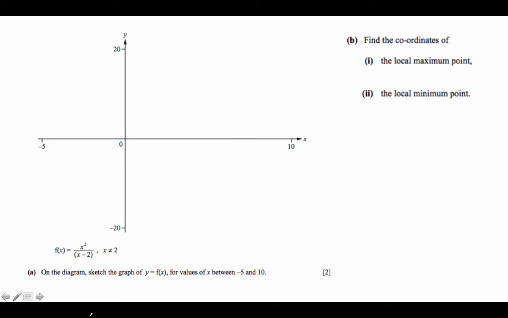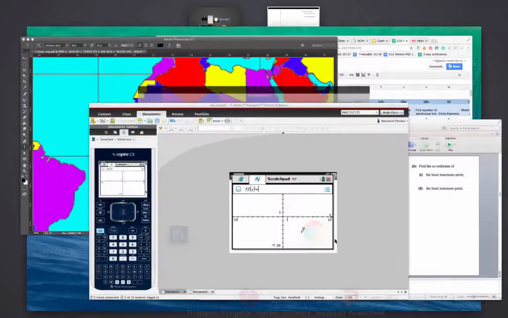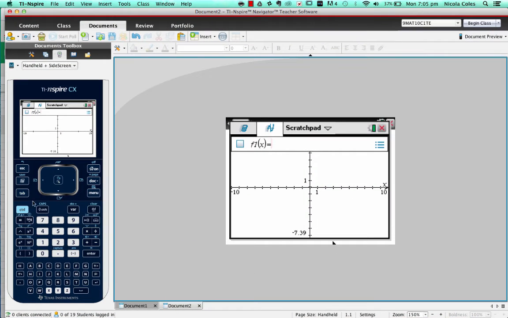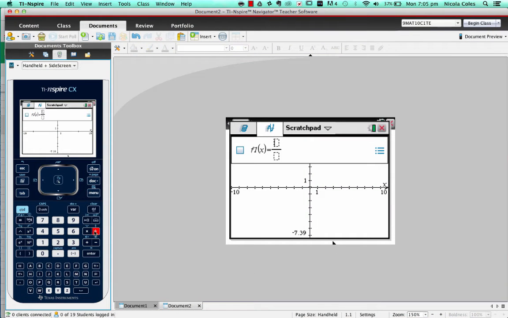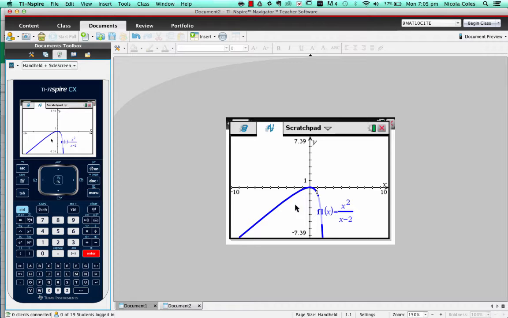In question 10, we're asked to sketch the graph y equals f of x for x values between -5 and 10. So this is going to be a calculator question. On your calculator page, we want to put in a fraction, and on the top we want x squared, and on the bottom we want x minus 2. I'm just typing it in exactly as it appears on the exam question, and it looks like that.